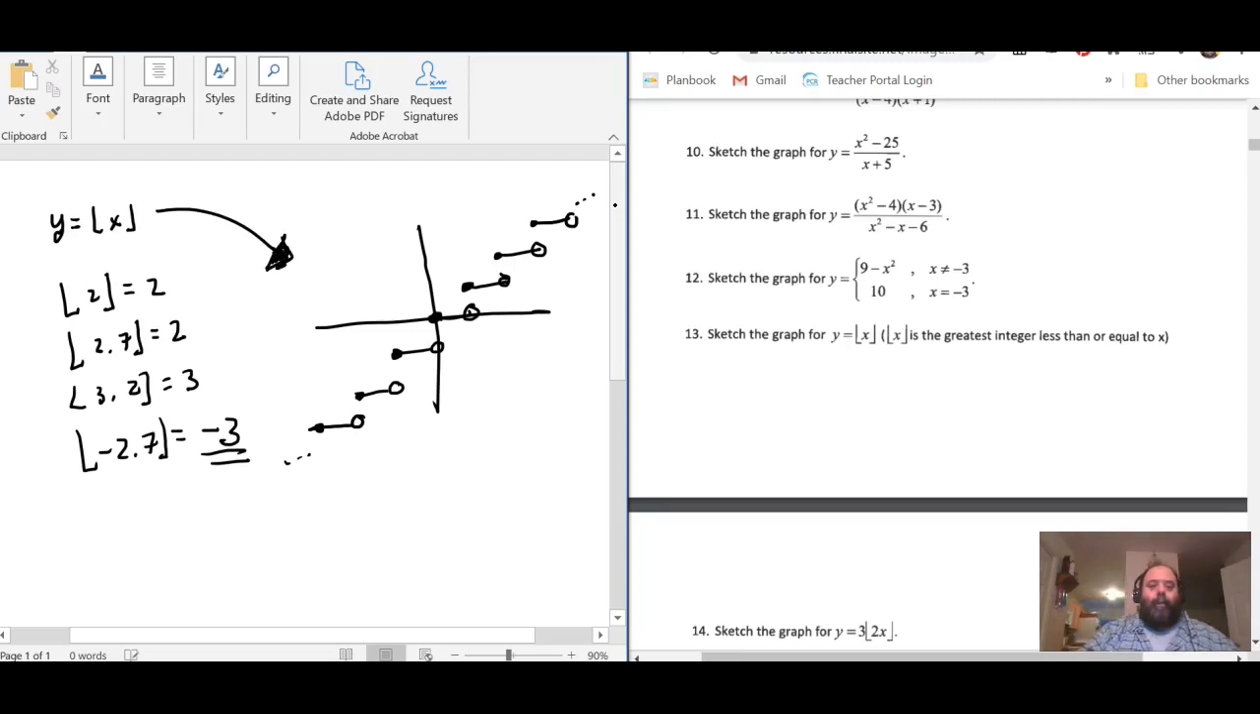All right, so there you go. This is the graph of the greatest integer function, or sometimes called the floor function. So there it is. That's problem 13.